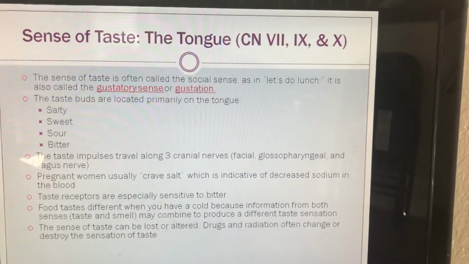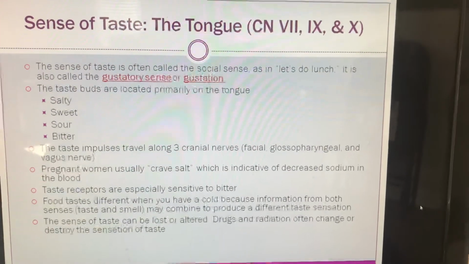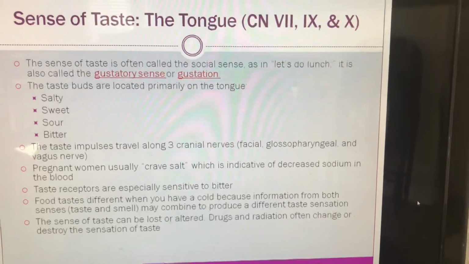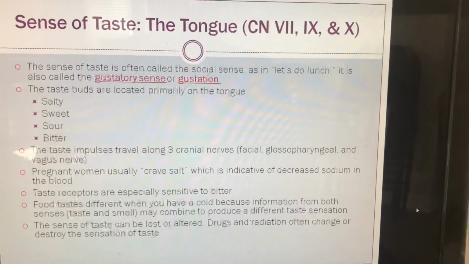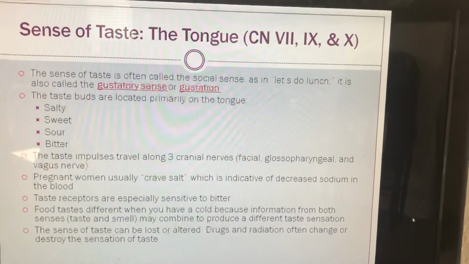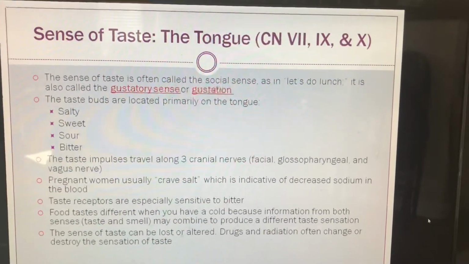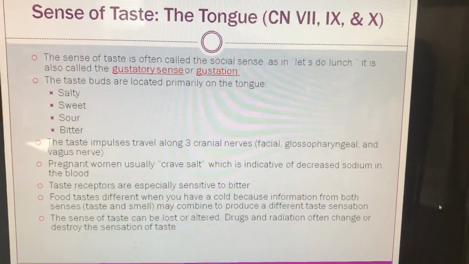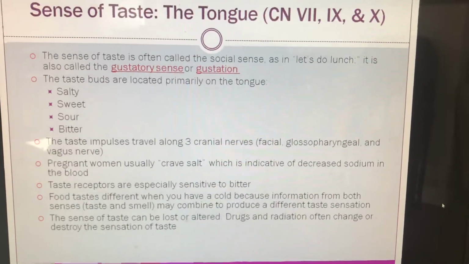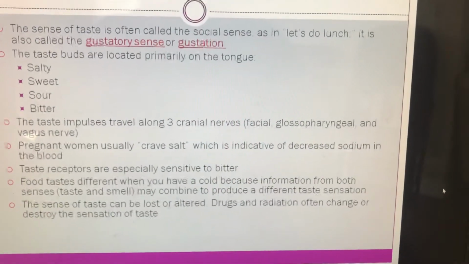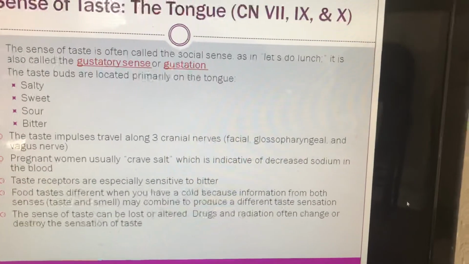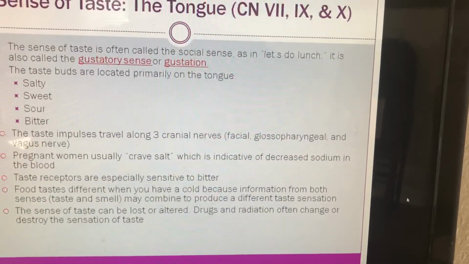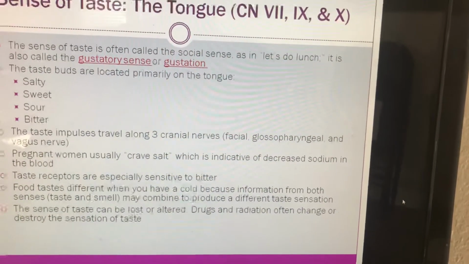So sense of taste, let's talk about the tongue. So the sense of taste is often called the social sense, as in let's do lunch. It is also called the gustatory sense or gustation. And so the taste buds are located primarily on the tongue, and you have sweet, salty, sour, and bitter. So the taste impulses travel along 3 cranial nerves, and those are facial, glossopharyngeal, and the vagus nerve.